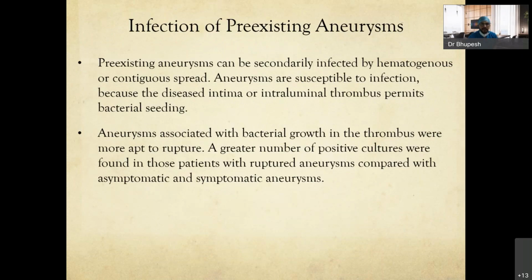Then coming to the next one, the infection of a pre-existing aneurysm. A pre-existing aneurysm can be secondarily infected by hematogenous or contiguous spread. Aneurysms are susceptible to infection because the diseased intima and intraluminal thrombus permit bacterial seeding. Aneurysms associated with bacterial growth in the thrombus are more apt to rupture. A greater number of positive cultures are found in patients with ruptured aneurysms compared with asymptomatic and symptomatic aneurysms.